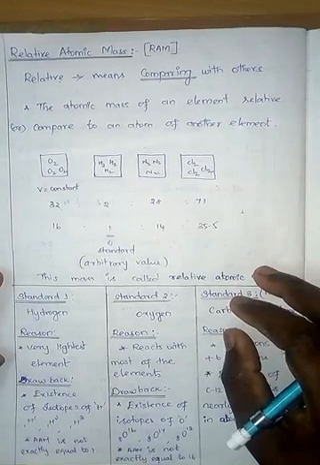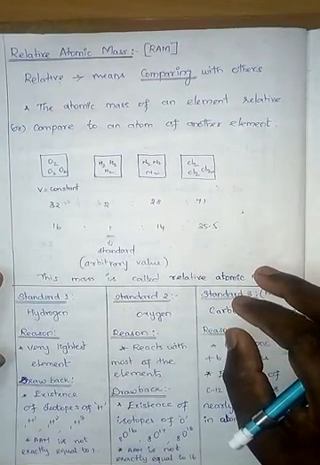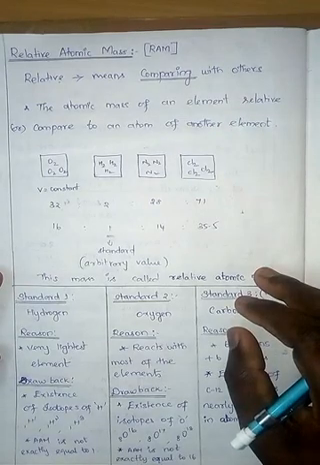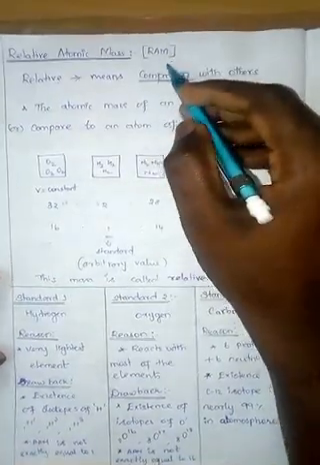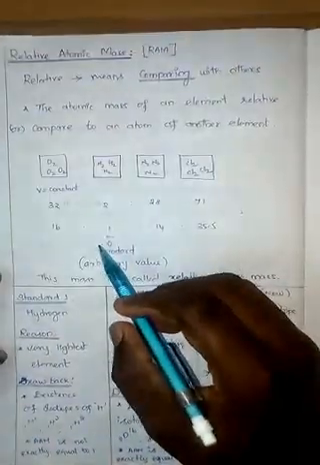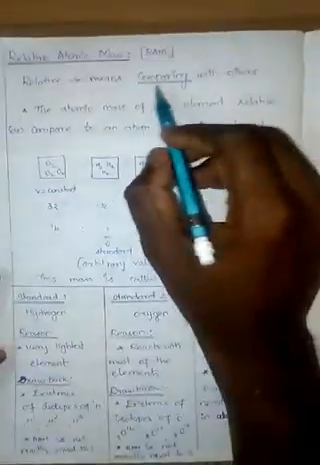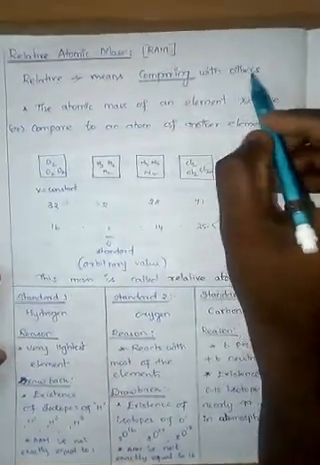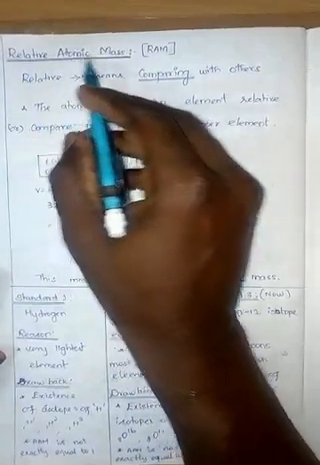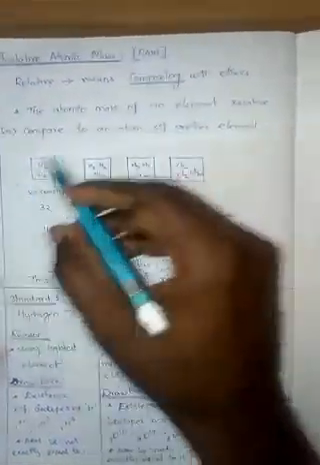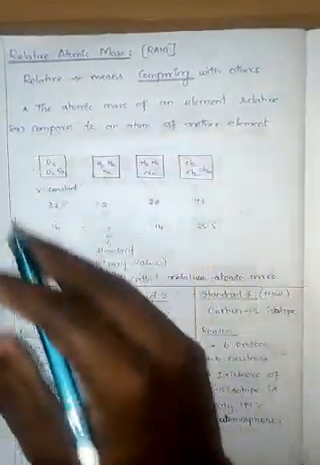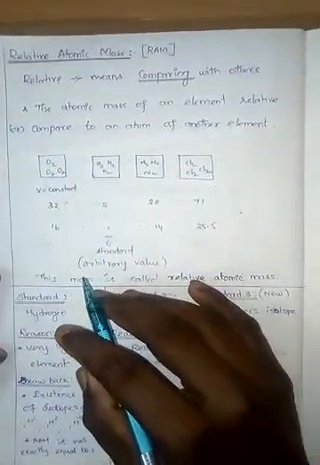Today we are going to learn another important and interesting topic called relative atomic mass, simply called RAM. What is meant by relative? So the relative means comparing with other elements. So we are going to see the relative atomic mass. So comparing with other elements, what is the mass of an element? So we are going to check.